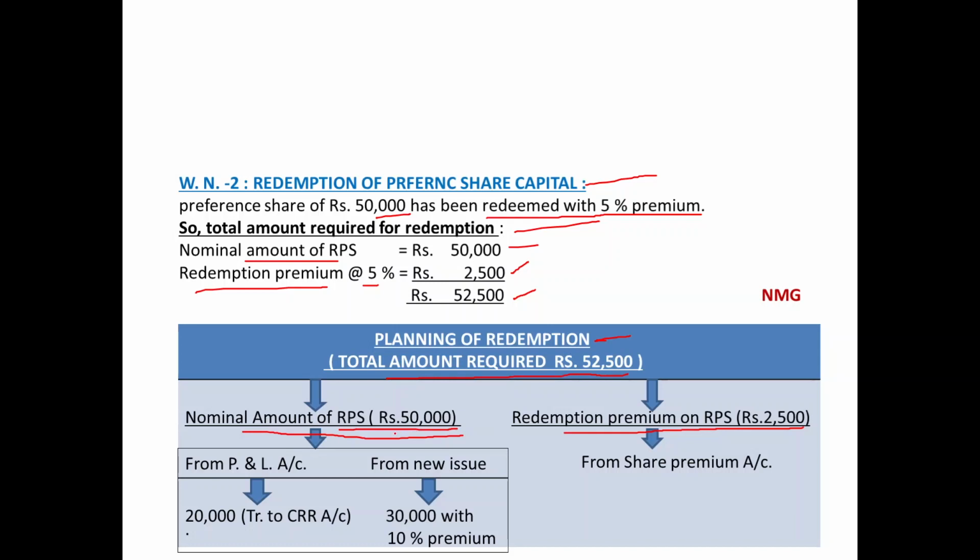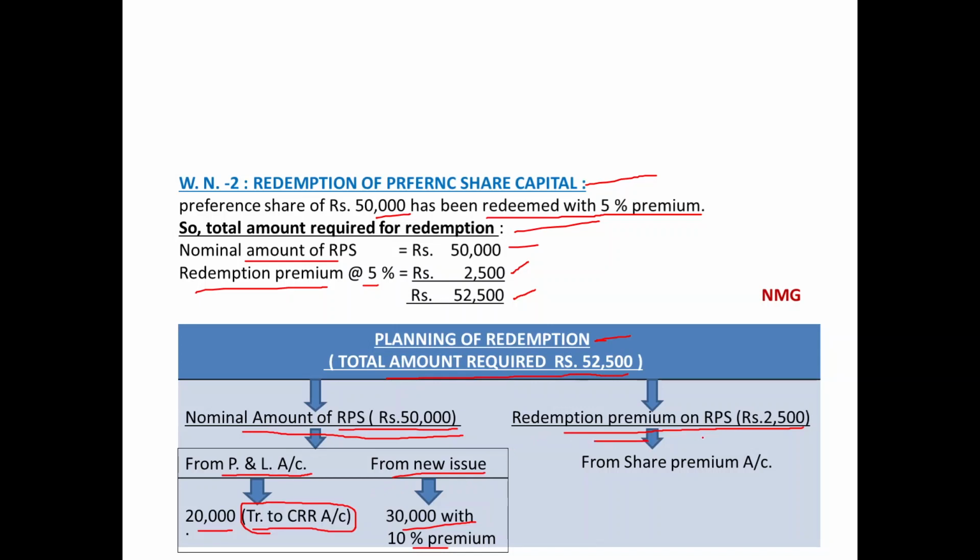How company has made an arrangement for this required nominal amount? From profit and loss account, you know the word was from profit. So from profit and loss account, 20,000 transferred to CRR account as we already saw in the balance sheet. For the remaining amount, company has made an issue rupees 30,000. So from new issue, rupees 30,000 with 10% premium. So this was for the nominal amount of RPS 50,000. Company has applied both the available options under Companies Act and made an arrangement for rupees 50,000.